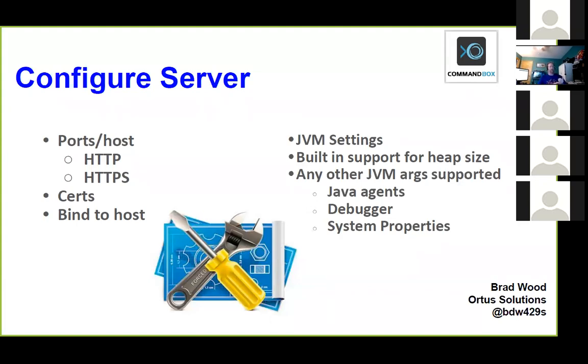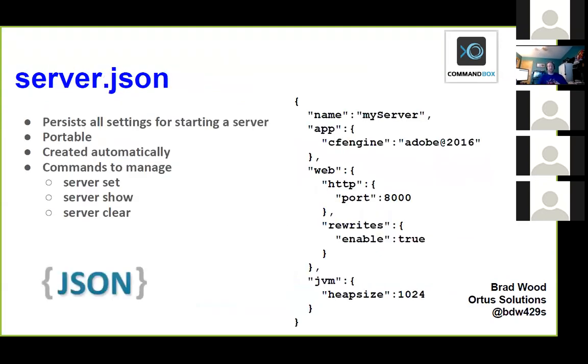You can do SSL certs, and you can choose the port number you want to bind to. Any JVM settings are fully configurable. CommandBox runs on top of JBoss Undertow, which is part of the Wildfly project, and it's a programmatically configured servlet engine. And so you have full access to any JVM arguments you want to pass in, heap size, any of those JVM settings, Java agents, debuggers, system properties, all that stuff you can specify in CommandBox. So this brings us to server.json. You can do pretty much anything you want with a CommandBox server.